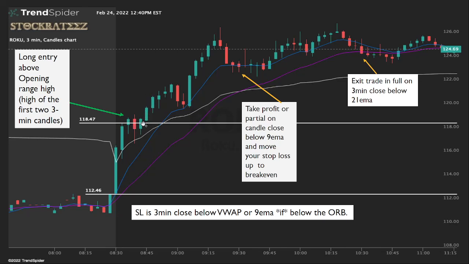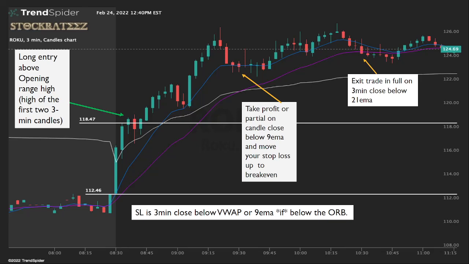So we're still good to hold because our stop loss was never hit, and we can ride the trend. This candle looks kind of bearish, so I probably would have taken some here, but if you want to follow the strategy to a T, you take half of your position off when it closes below the 9 EMA.